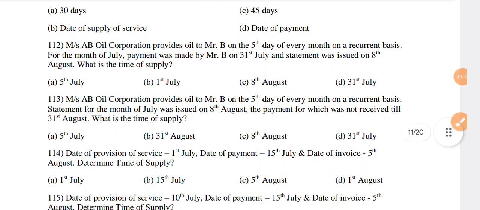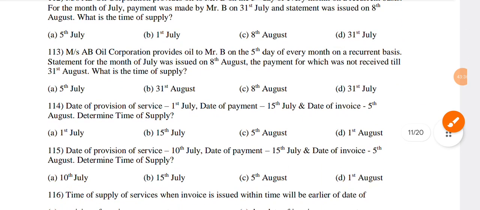Next question. Mr. AB Oil Corporation provides oil to Mr. B on the 5th day of every month on a recurrent basis. For the month of July, payment was made by Mr. B on 31st July and a statement was issued on 8th August. What is the time of supply? Option A, 5th July; B, 1st July; C, 8th August; and D, 31st July. The correct option is D.